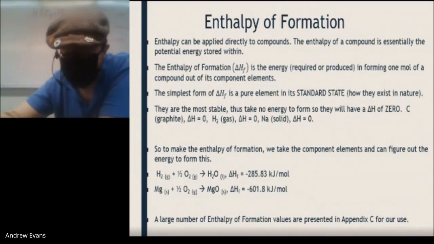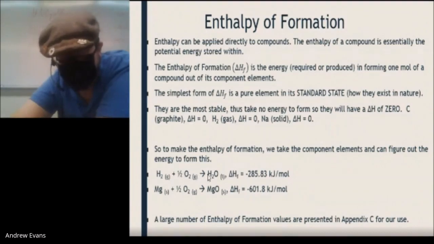So to make an enthalpy of formation, we would take the component elements and figure out how much energy it takes to form this. Because of the nature, 0 and 0, this has a number. We're just calculating this number. This number is associated with this compound because the difference between 0 and 0 and that is going to be just that. So Mg plus O2 goes to MgO. The energy associated with MgO is 601.